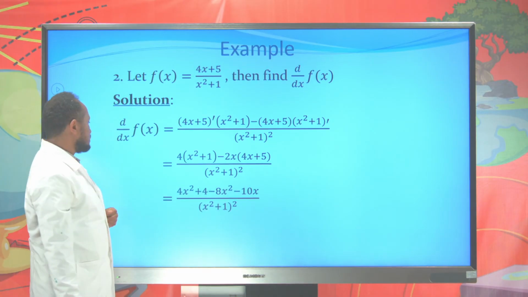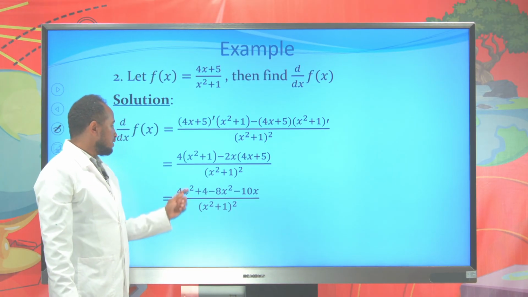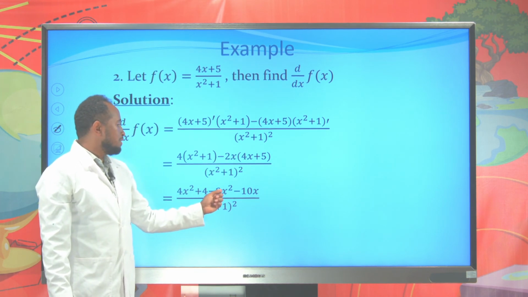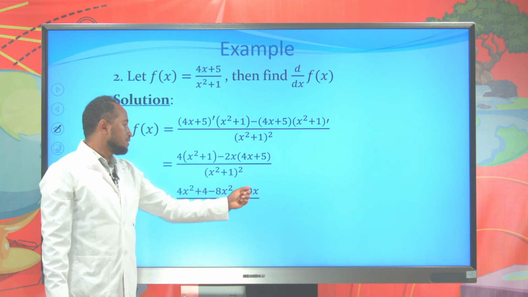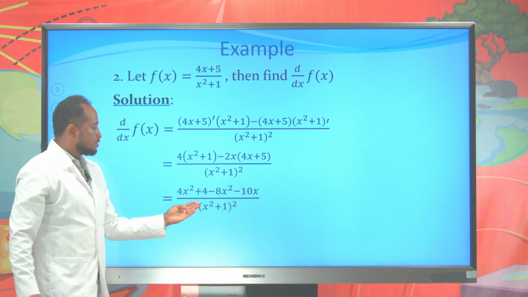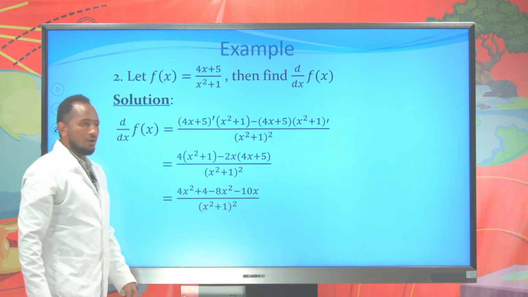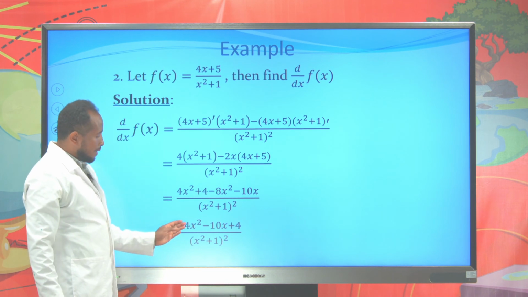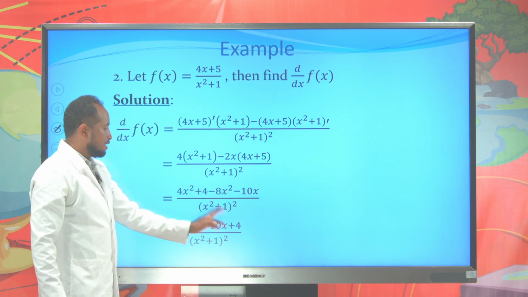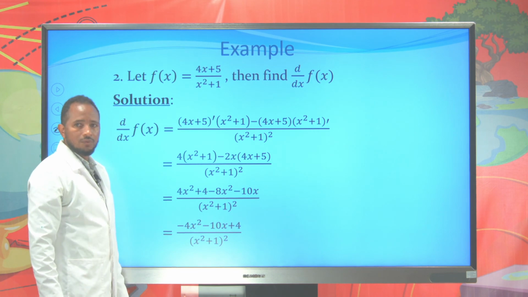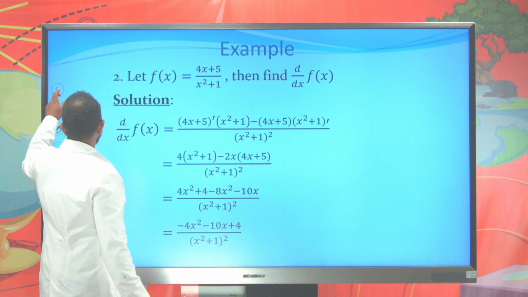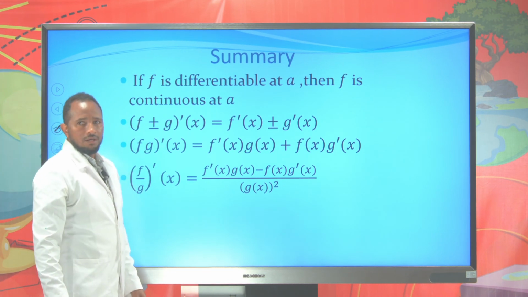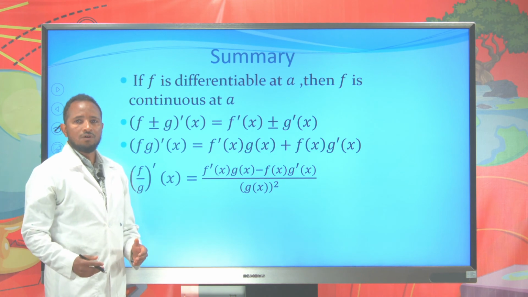Simplifying this, when you multiply this, you get 4x squared plus 4, minus 8x squared minus 10x, divided by x squared plus 1 the whole squared. So this will be 4x squared minus 8x squared, which is minus 4x squared, minus 10x plus 4, divided by x squared plus 1 the whole squared. This is the answer. Now the basic concept that we have seen today is the derivative of a combination of functions.